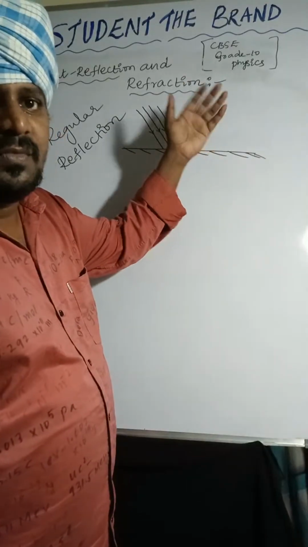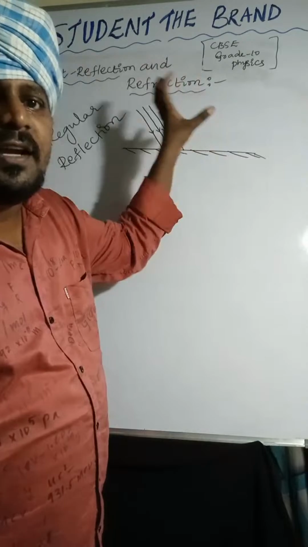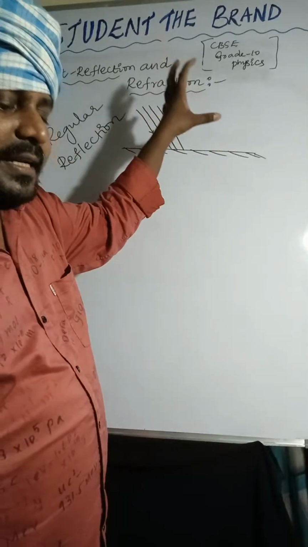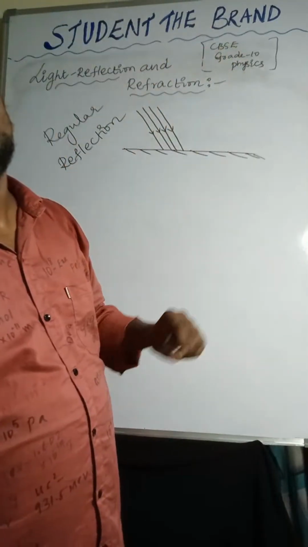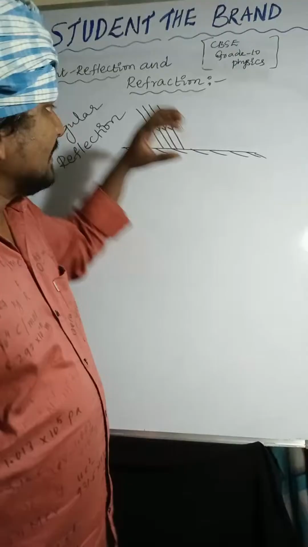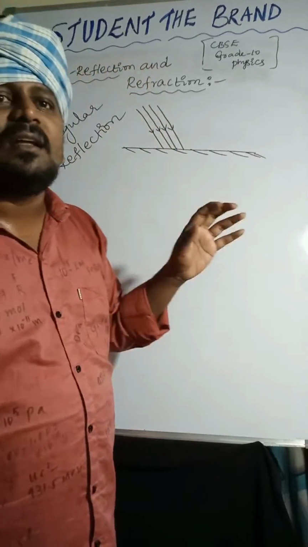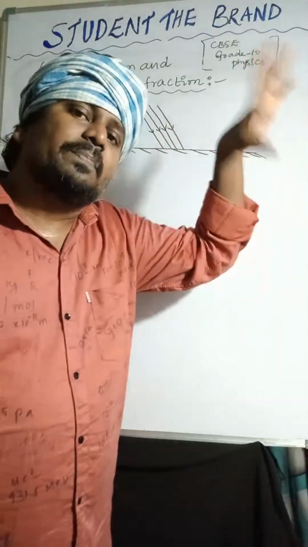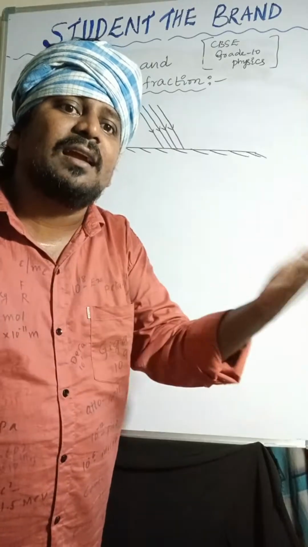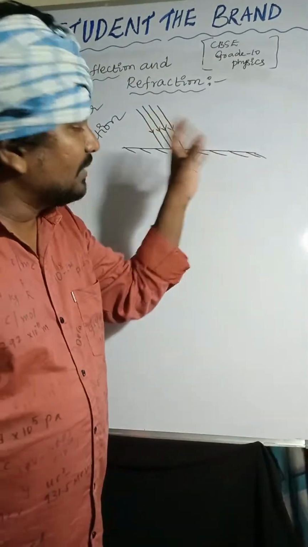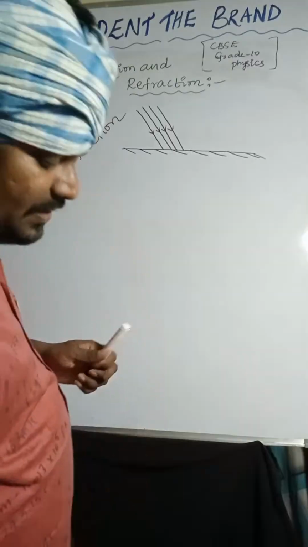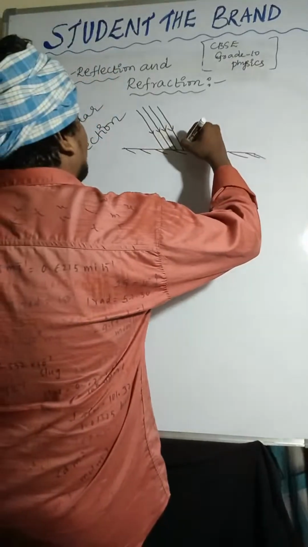After reflection, if the reflected light rays are also parallel to each other, that type of reflection is called regular reflection. Incident light rays are parallel to each other, then reflected light rays are also parallel to each other. That reflection is called regular reflection.